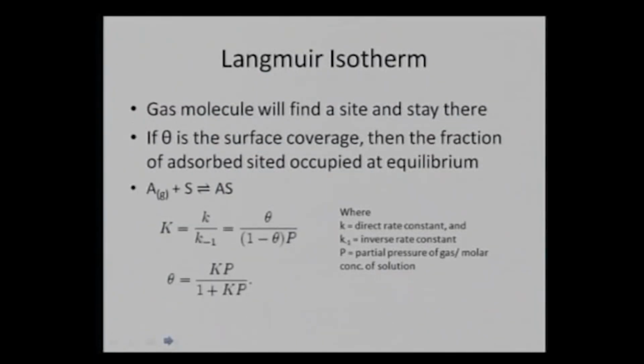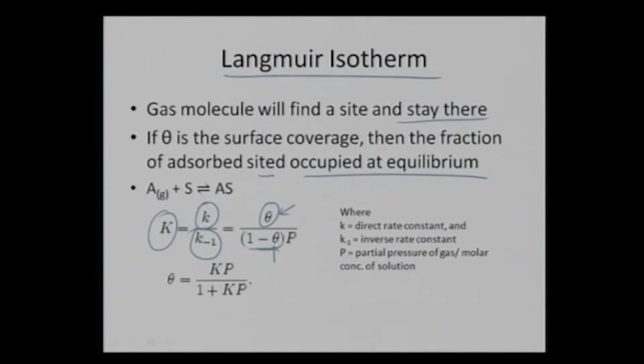But again, in this particular case, we can also define it using a Langmuir isotherm, where a gas molecule will find a site and stay there, because there are certain assumptions which are required. Once we have theta as the surface coverage, then the fraction of adsorbate sites which are now occupied at equilibrium, that is what we can see here. The overall equilibrium fraction can be defined by the species with a direct rate constant and an inverse rate constant, so that it eventually comes out to be the overall coverage. This is the overall coverage.